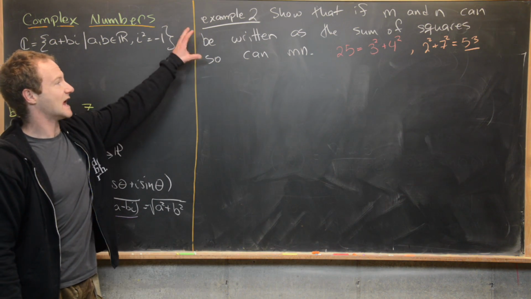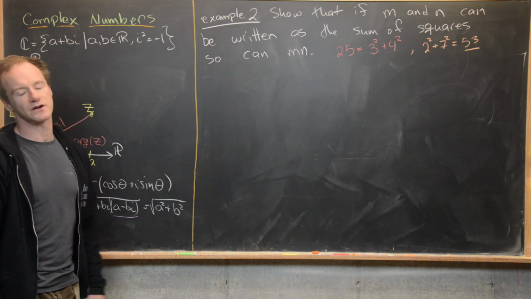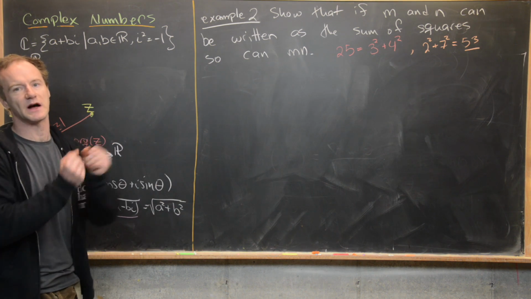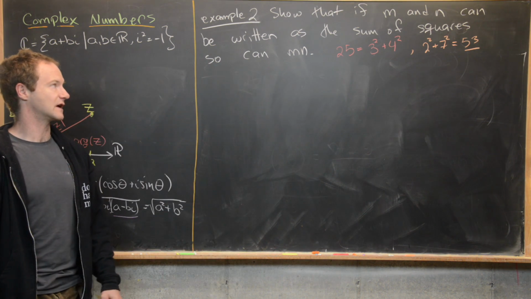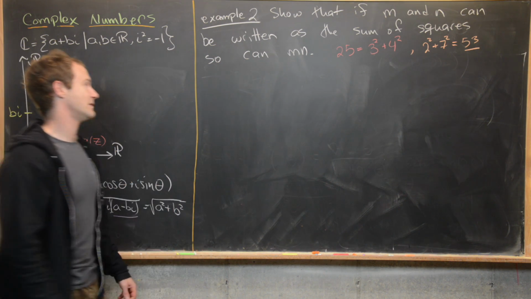So 53 is one of these numbers that can be written as a sum of squares. But here, this is saying that the set of sums of squares is closed under multiplication. That is, if you've got one and you've got another one, and you multiply them, you've got a new number that can be expressed as a sum of squares. Okay, good. So maybe let's get to it.